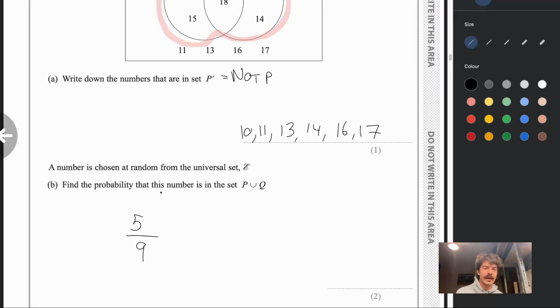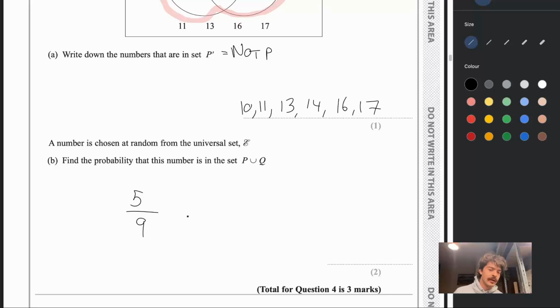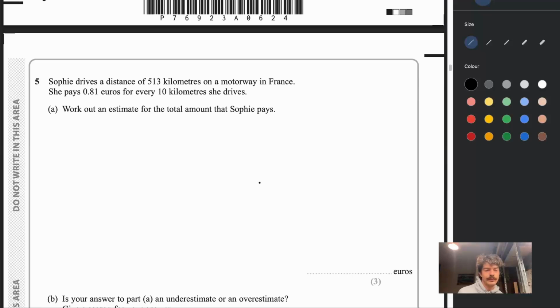A little tip for many of these probability questions is that you can essentially think of the division as the words out of. Cool, so a little tip there. Awesome. Moving on.